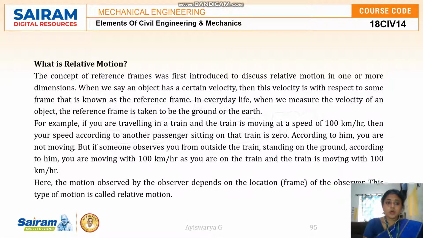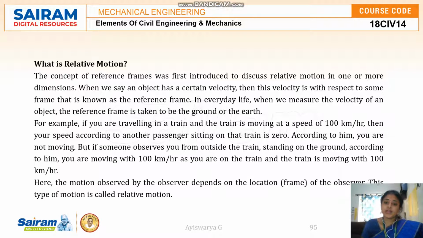Right, so the concept of the reference frame was first introduced to discuss relative motion in one or more dimensions. When we say an object has certain velocity, then its velocity is with respect to some frame that is known as the reference frame. So here they have explained about reference frame, guys. Reference frame means that it is with respect to something. If you are calculating, okay, you are keeping that as a benchmark or a point of reference. It's called a reference frame.